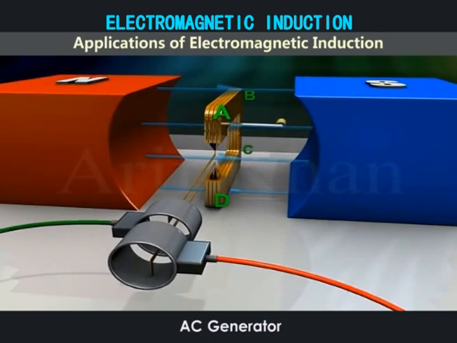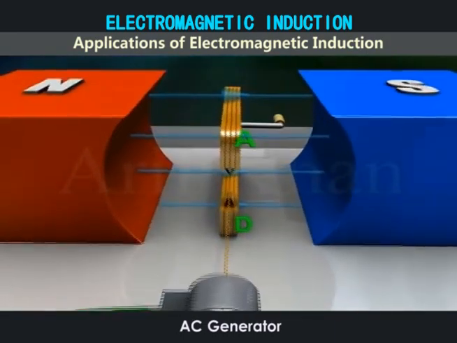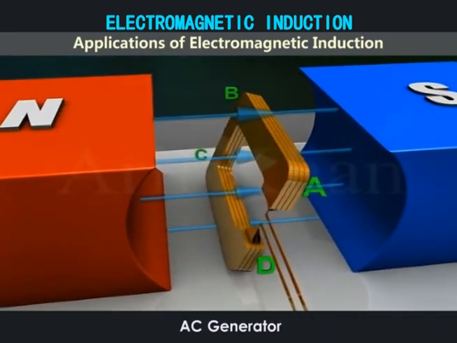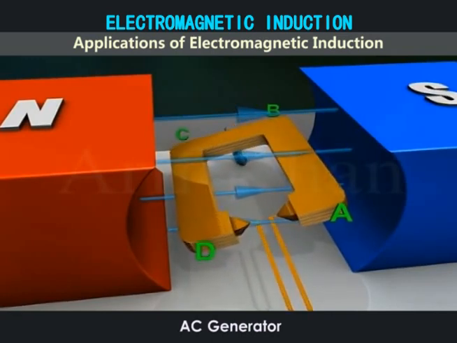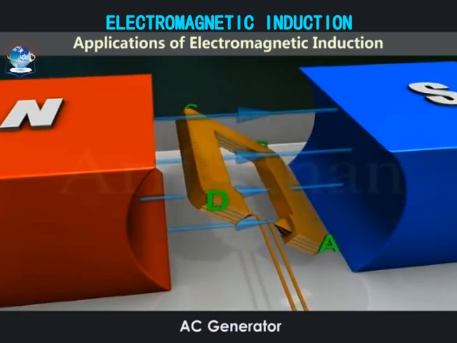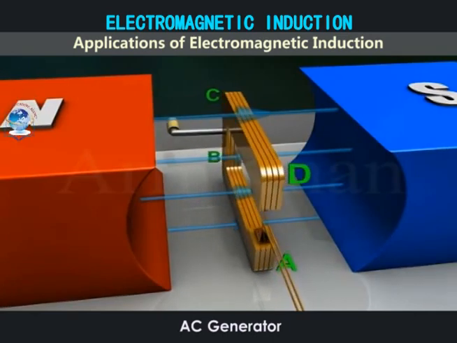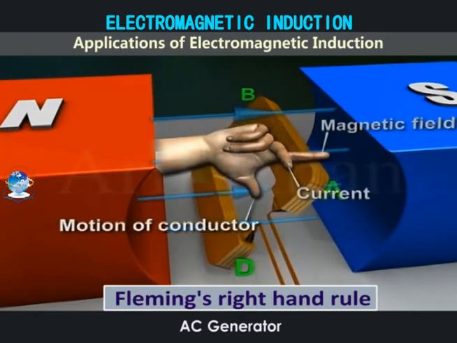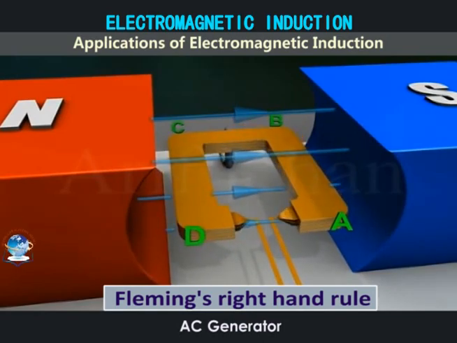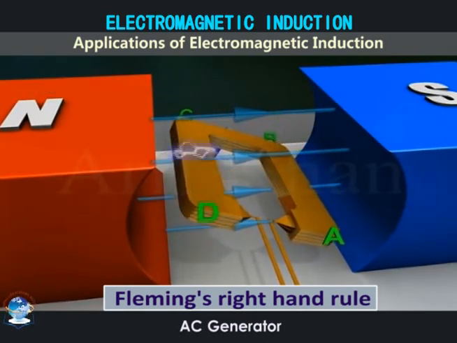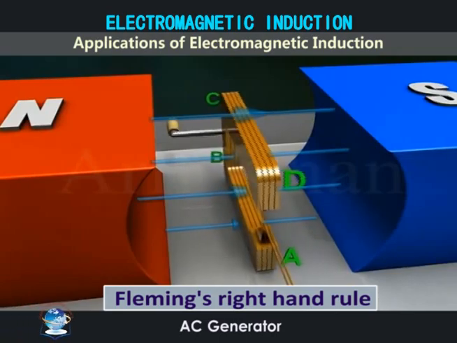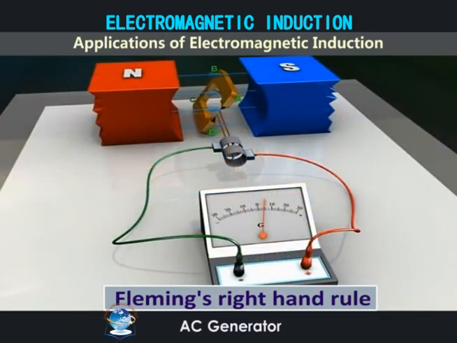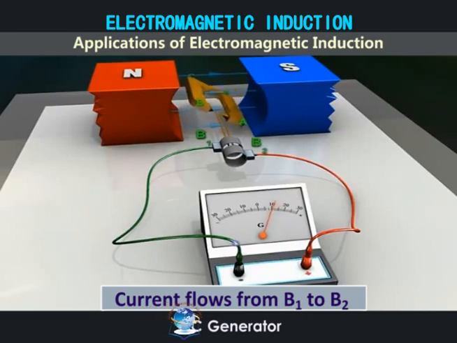Initially, the armature ABCD is vertical, with its arm AB up and CD down. The direction of magnetic field is from left to right. As the armature undergoes half rotation clockwise, arm AB moves down while arm CD moves up. According to Fleming's right-hand rule, the current will flow in the direction DCBA. So the current will flow from B1 to B2 through the galvanometer.